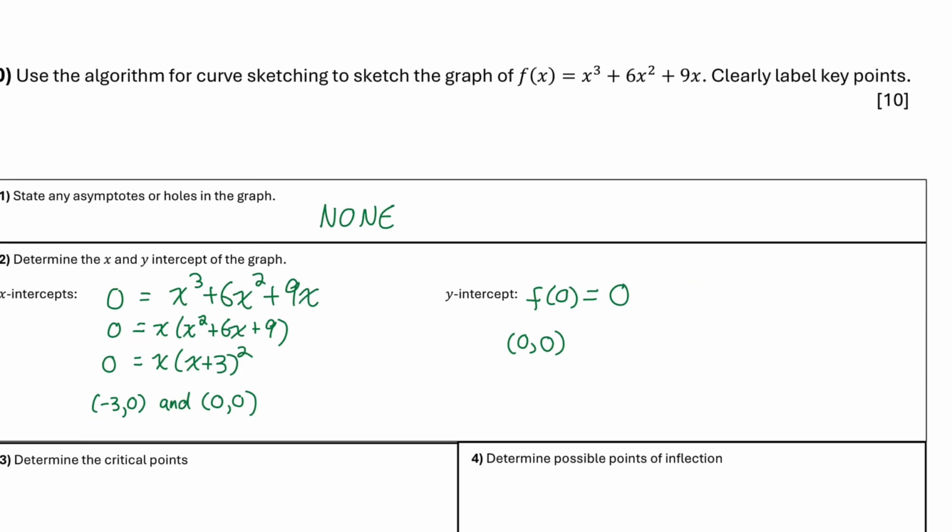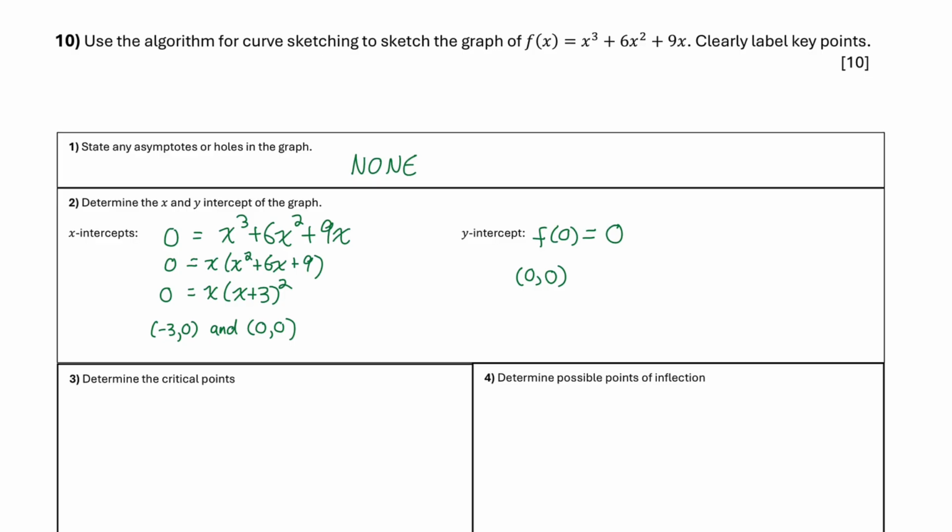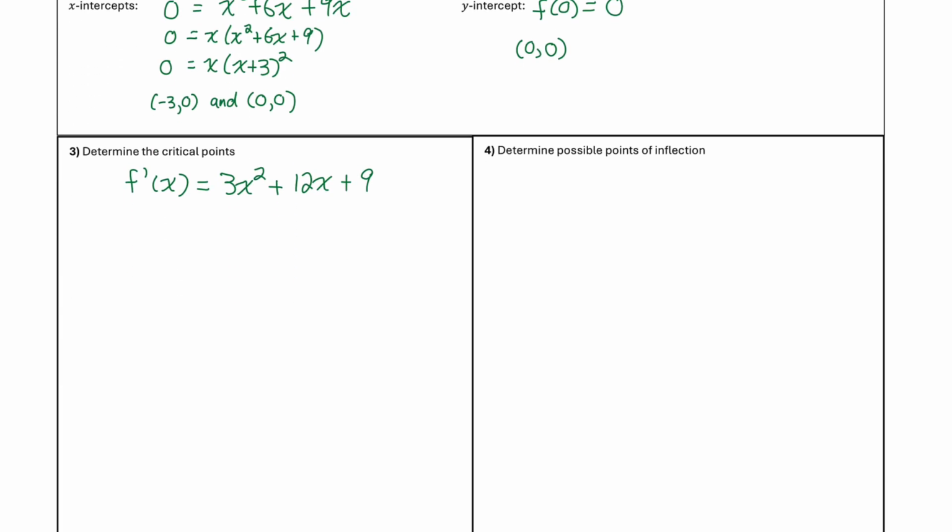The next step in the process is to find the critical points. So those are the points where the slope of this polynomial function would be 0. So I'll have to start by finding the derivative of this function, and just using the power rule, I could find the derivative of each term. The derivative of x cubed is 3x squared, plus the derivative of 6x squared is 12x, plus the derivative of 9x is 9. And now to find the critical numbers, I'll set this to 0 and solve.